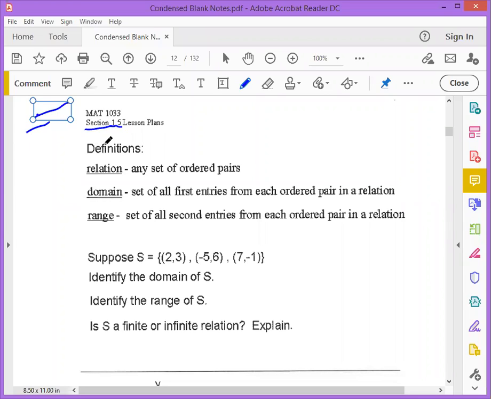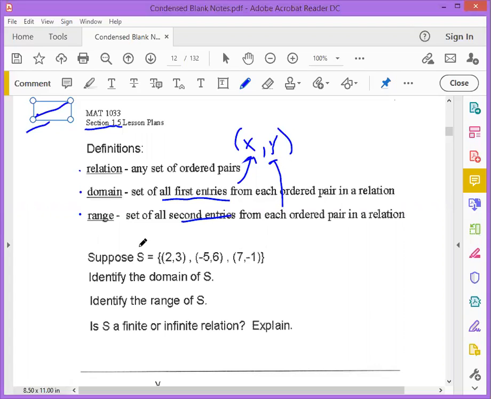We began with definitions, explaining what a relation, domain, and range are. A relation is any set of ordered pairs. By ordered pairs, we mean x, comma, y, where you have an x and y coordinate. Domain is all of the first entries, or in this case, all of the x coordinates. The range is all of the second entries or all of the y coordinates.